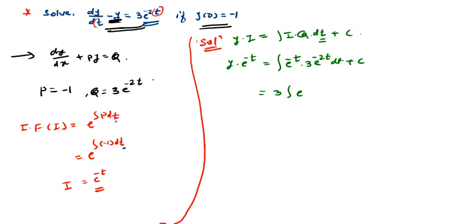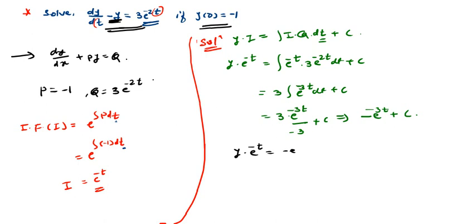What remains here? e to the power minus t minus 2t, that will be minus 3t, dt plus c, which is 3 times the integration of e to the power minus 3t, which is e raised to minus 3t upon minus 3, plus c. So finally the 3 will get cancelled. What remains? Minus e to the power minus 3t plus c. So finally we get the solution as y times e to the power minus t equals minus e raised to minus 3t plus c. So this is our solution.